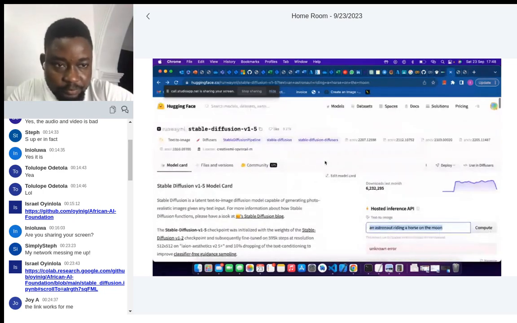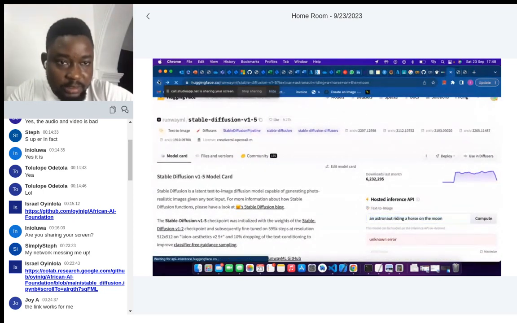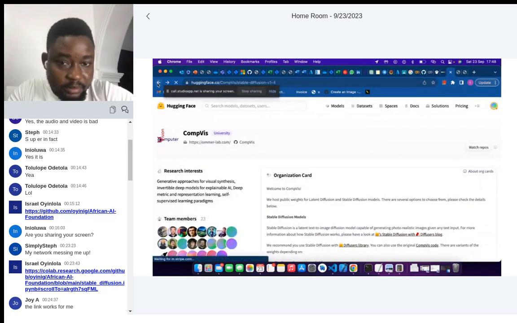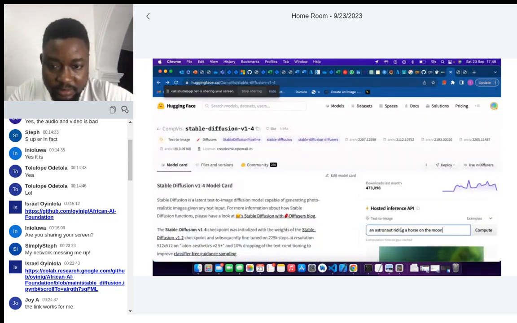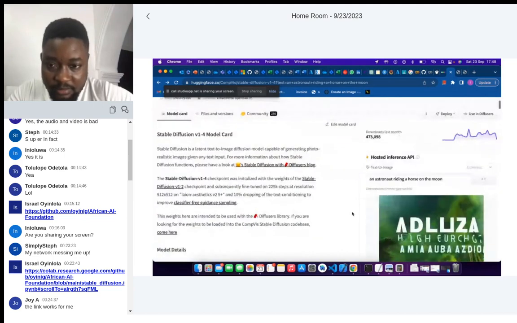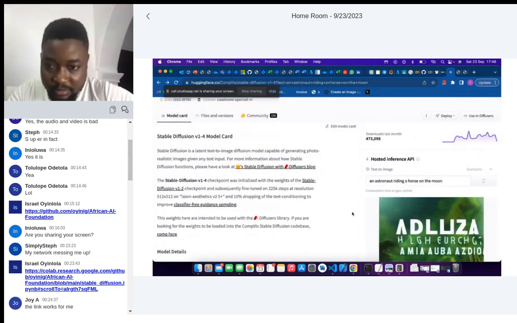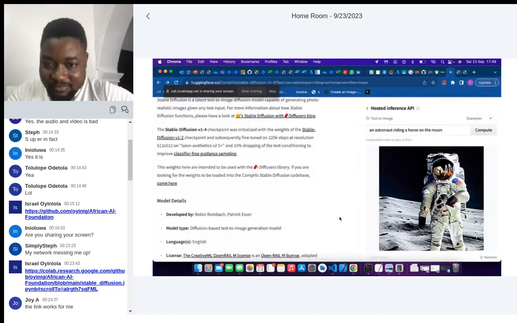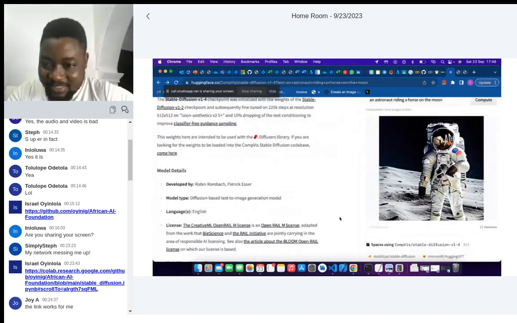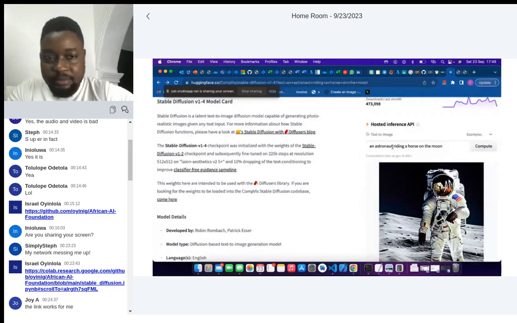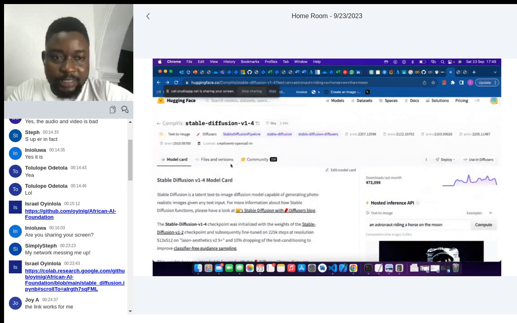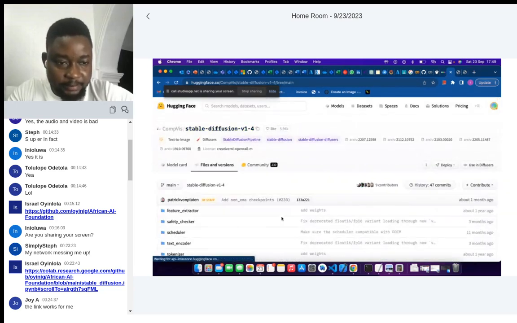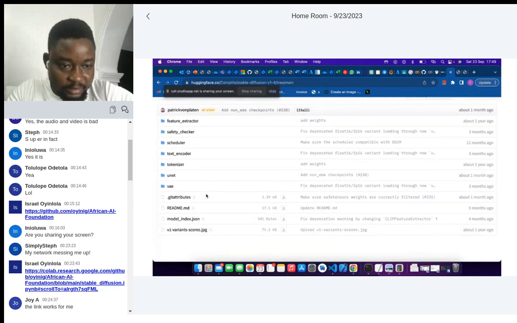Oh, this is Runway. Okay, it didn't quite get it right, but it got the idea that an astronaut is on the moon, right? So you can use the hosted inference here, but we will do it from our code shortly. So this is the file.